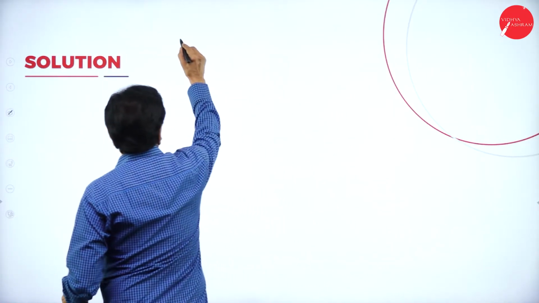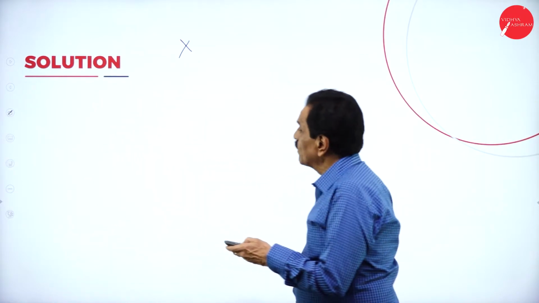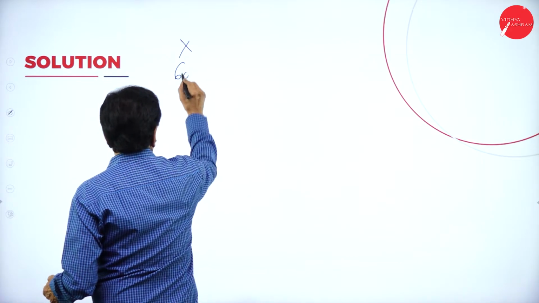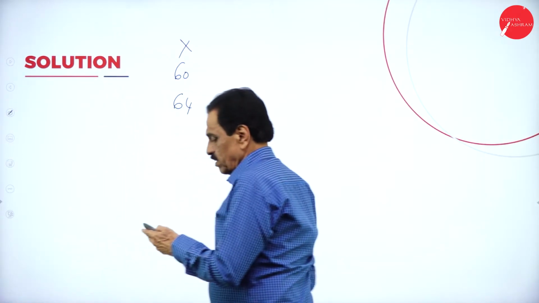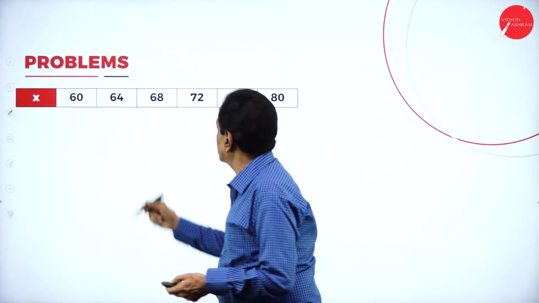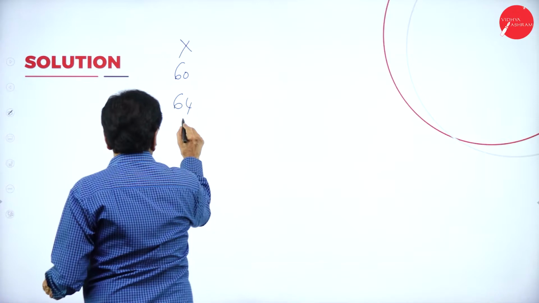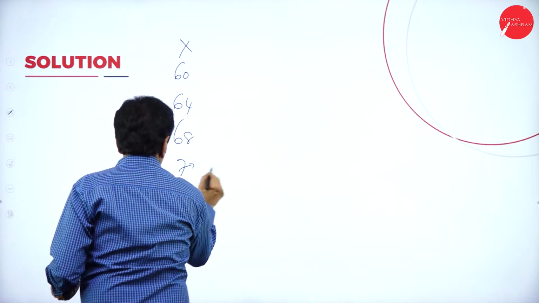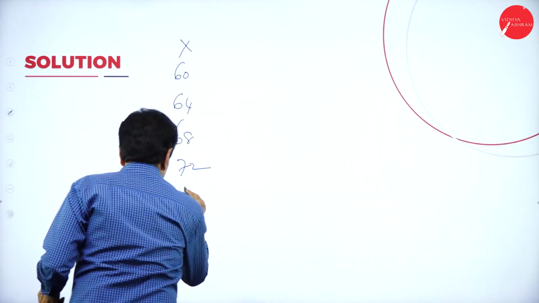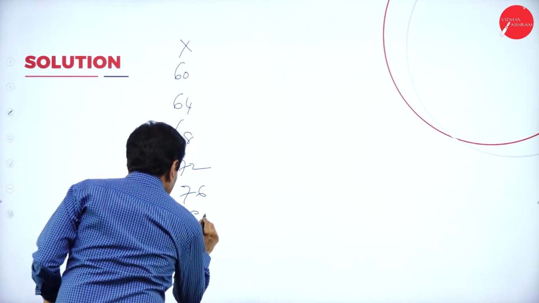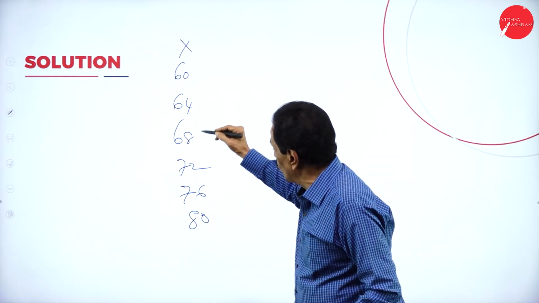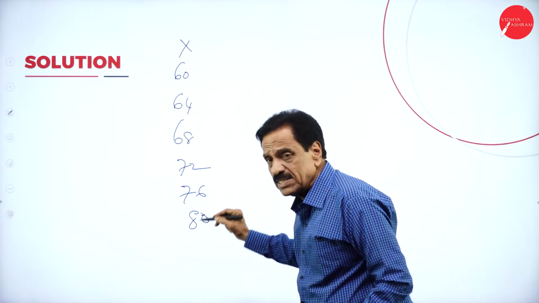Here, x. What is the first number? 60. What's the second number? 64. What is the next number? 60, 64, 68, 72. What is the next number? 76, 80. How much difference will come? 4 will come now. 60, 64, 68, 72, 76, 80.